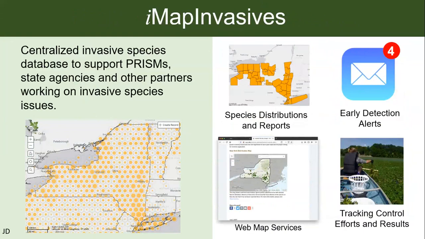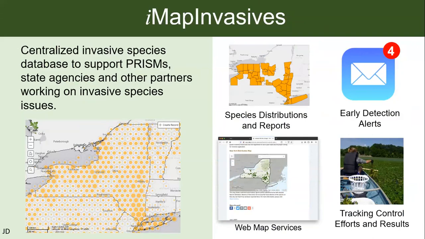As some of you are probably familiar with, iMapInvasives is used by several states and provinces across North America. In New York State, it's the centralized invasive species database to support PRISMs, state agencies, and other partners working on invasive species issues. If any of you are not aware of what a PRISM is, New York State has 8 partnerships for regional invasive species management. So I highly encourage you to look up which PRISM you're a part of or which PRISM you live in and connect with them, look at their website.